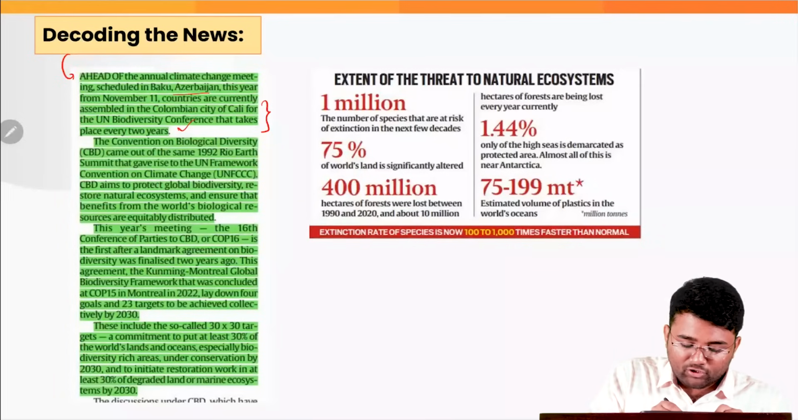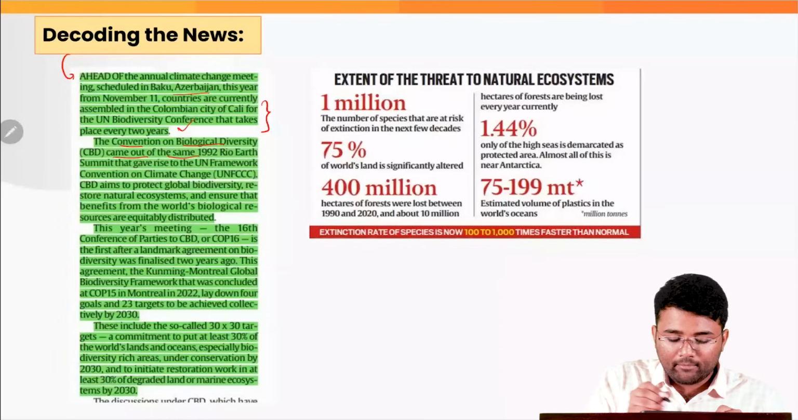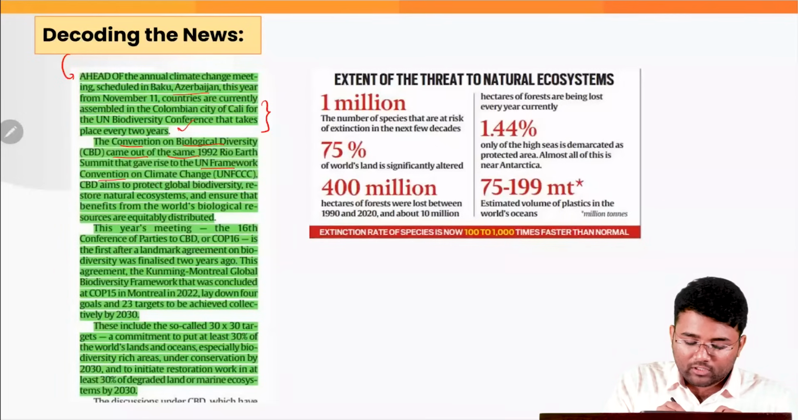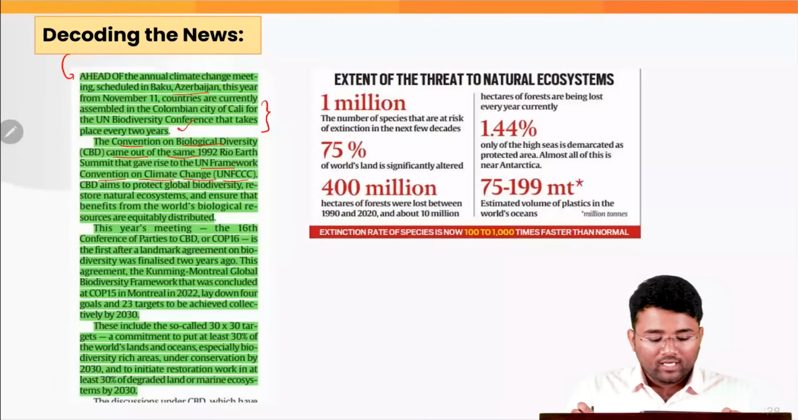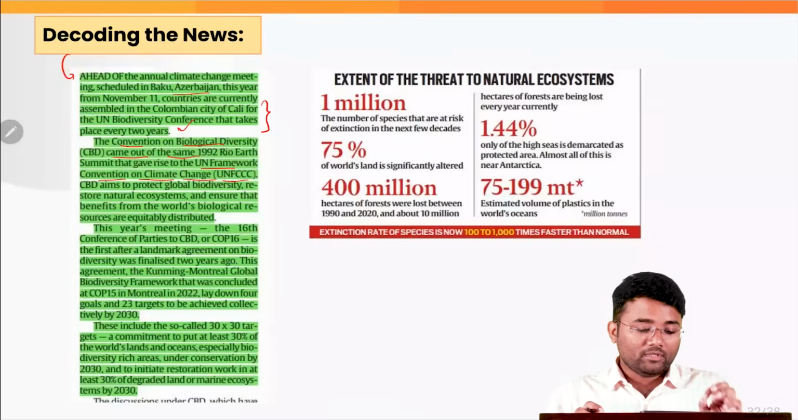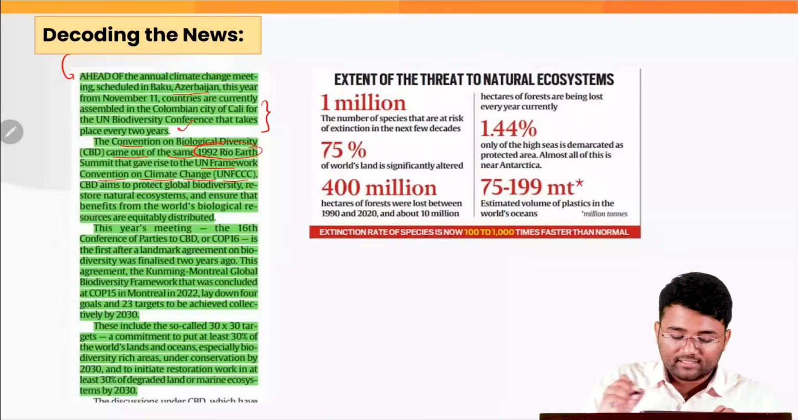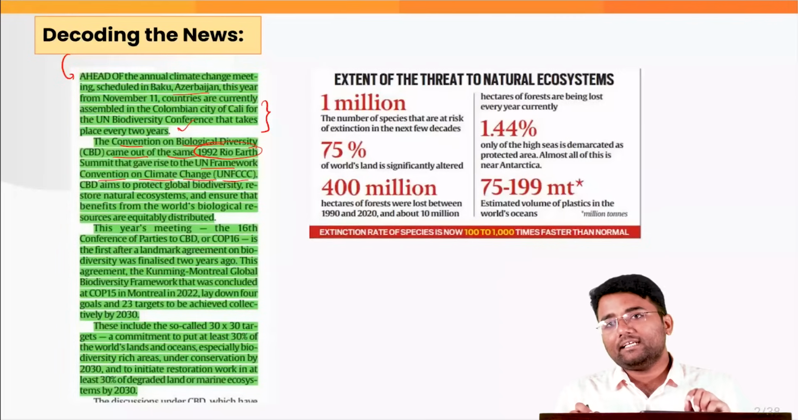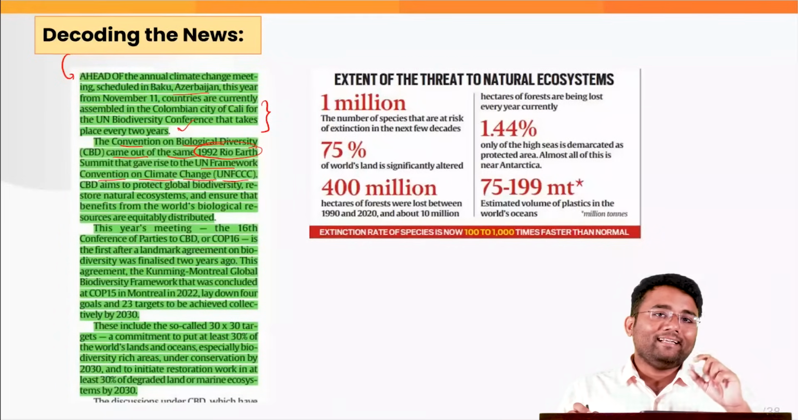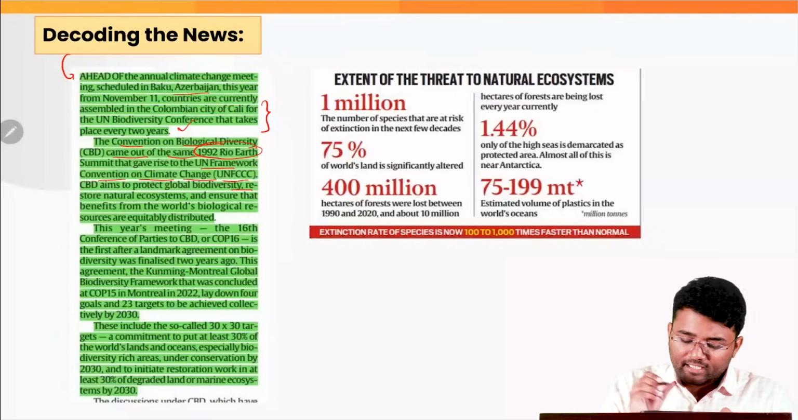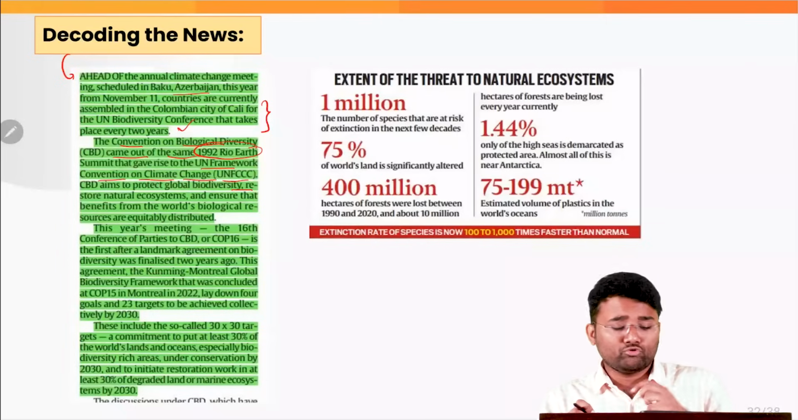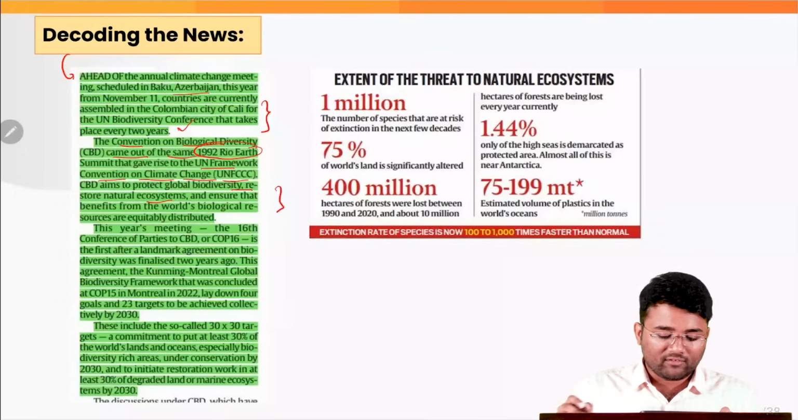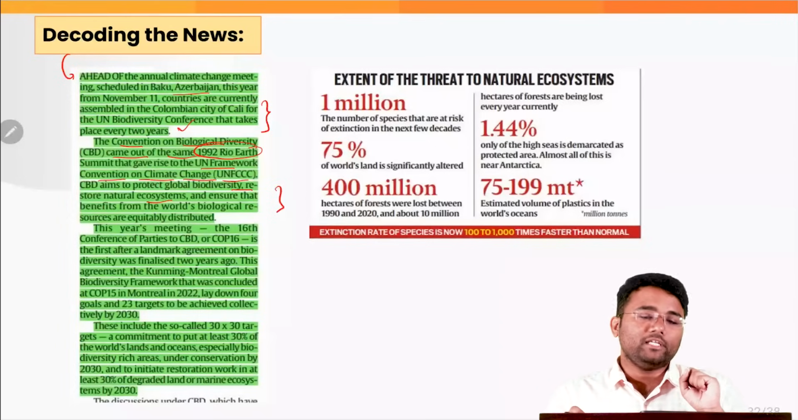This Convention on Biological Diversity (CBD) came out of the same 1992 Rio Earth Summit that gave rise to the UN Framework Convention on Climate Change. There were 3 bodies which were formed out of this 1992 Earth Summit. One was this UNFCCC, then UNCBD, and there was also one body for land degradation. The main aim of this CBD was to promote and protect global biodiversity, restore natural ecosystems and ensure that benefits from the world's biological resources are equitably distributed.